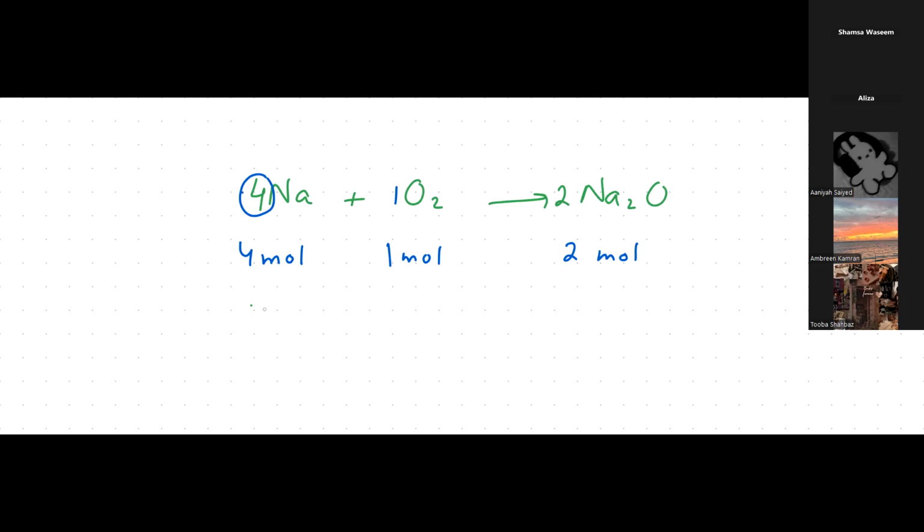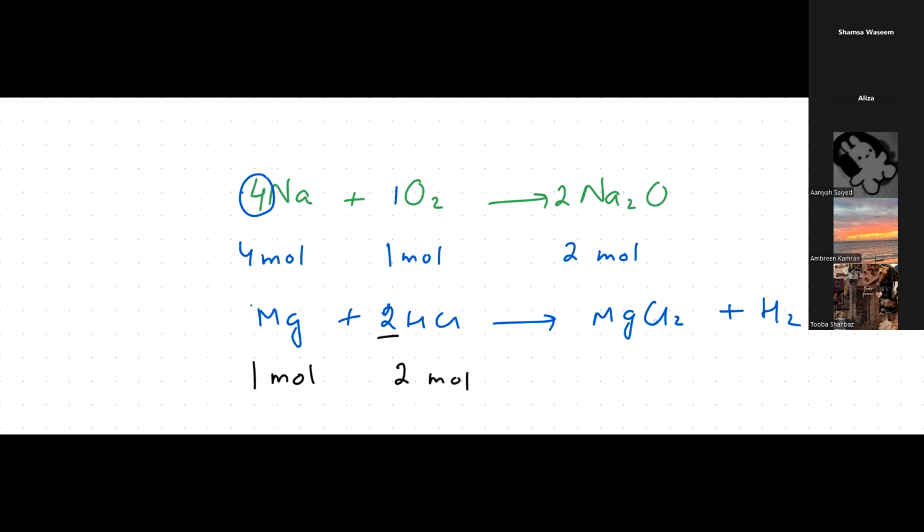Similarly, if I'm writing magnesium plus hydrochloric acid is going to give us magnesium chloride and hydrogen gas, right? So how many moles of magnesium are reacting? I need your input. 1 mole of magnesium is reacting with how many moles of HCl? 2. Very good. How many moles of magnesium chloride are being formed? 1. How many moles of hydrogen? 1. Very nice.